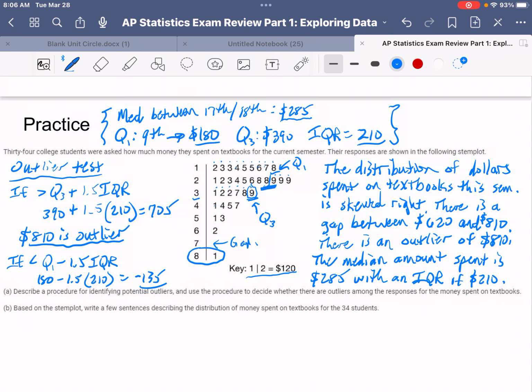The median amount spent on textbooks is $285 with an interquartile range of $210. Again, it's important that I didn't leave those dollar signs off those numbers anywhere. That's a contextual unit of measure. Notice I did not say the distribution is skewed right with a median of 285. I was contextual and I used units.